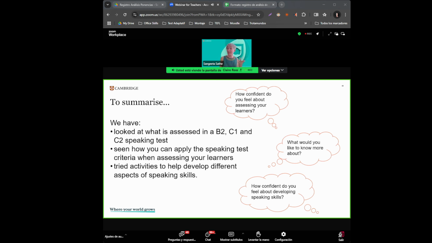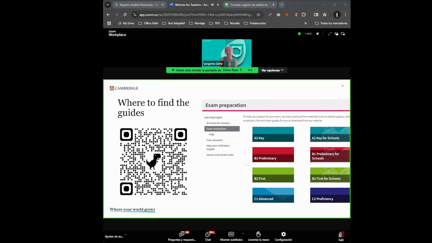Perhaps you want to provide better feedback. So you could look up tips on specific actionable feedback and what that is and how you can give your learners effective feedback. So all of these ideas you will find in the speaking guides. The QR code on your screen now will take you to the preparation page where you can find all 3 guides that we've talked about today.